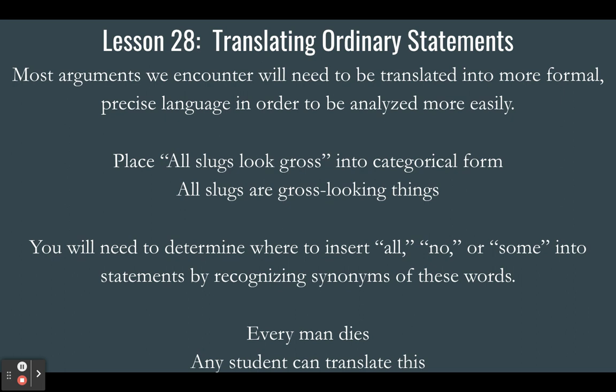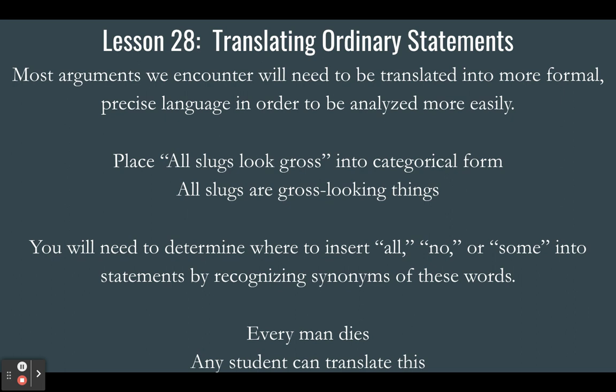How many students are we talking about? Again, we're talking about all students. This statement, though it says "any," is talking about the entire extension of the word student. So "any student can translate this" would be something like, all students are people who are able to translate this, or students who are able to translate this, something like that.